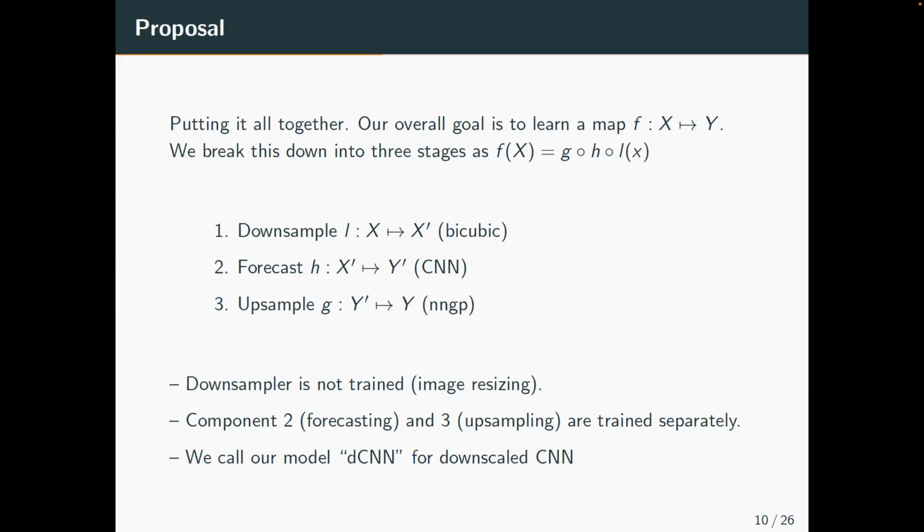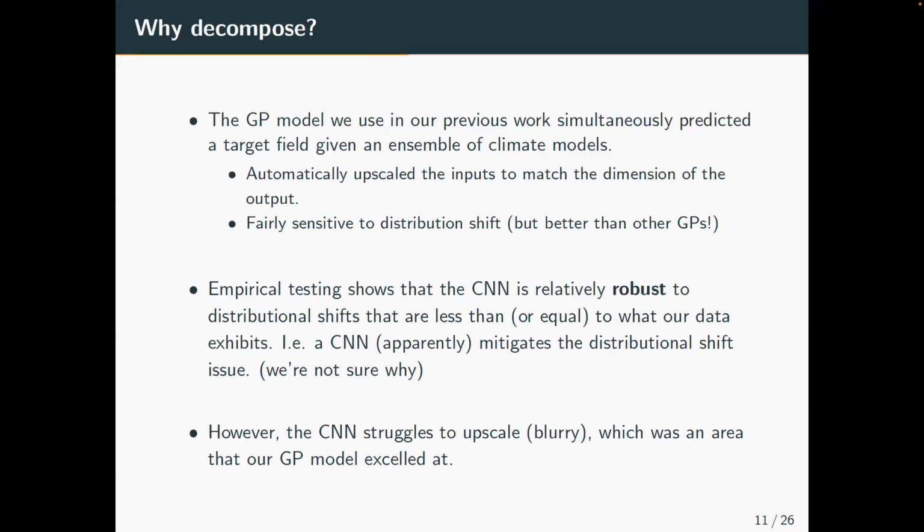So for downsampling, we're just going to use something simple, like bicubic interpolation. So something that doesn't need to be trained, but we can just quickly resize models as necessary. For forecasting, we're going to use a convolutional neural network. And then for upsampling, we're going to use this Gaussian process approach. So why are we doing it this way?